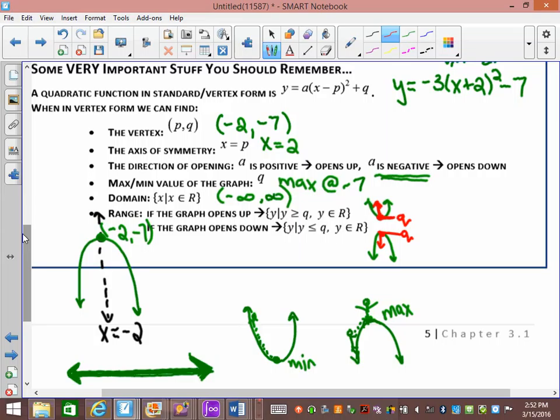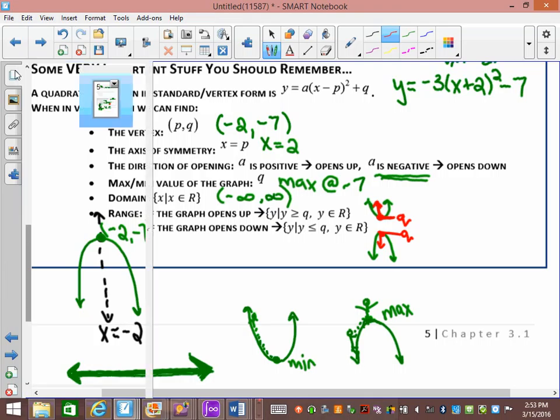So those are all the important things: the vertex, axis of symmetry, direction, max/min, domain, and range. Okay, we're going to flip to the next page.